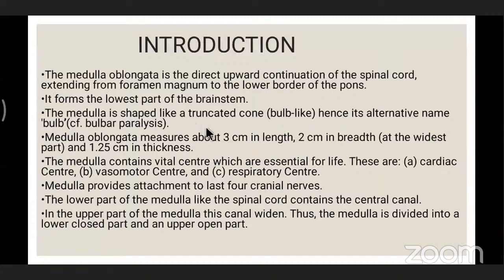Now, I would like to start with my session, that is Anatomy of Medulla Oblongata. So, medulla is the lowermost part of brainstem extending from foramen magnum to lower border of pons. It is shaped like a bulb and it measures about 3 centimeter in length, 2 centimeter in breadth, and 1.25 centimeter in thickness. It has vital centers, and these are cardiac center, vasomotor center, and respiratory center that control the heart rate, blood pressure, and respiratory rate respectively. It provides attachment to last 4 cranial nerves, and the dorsal aspect of medulla is divided into lower closed part and an upper open part.